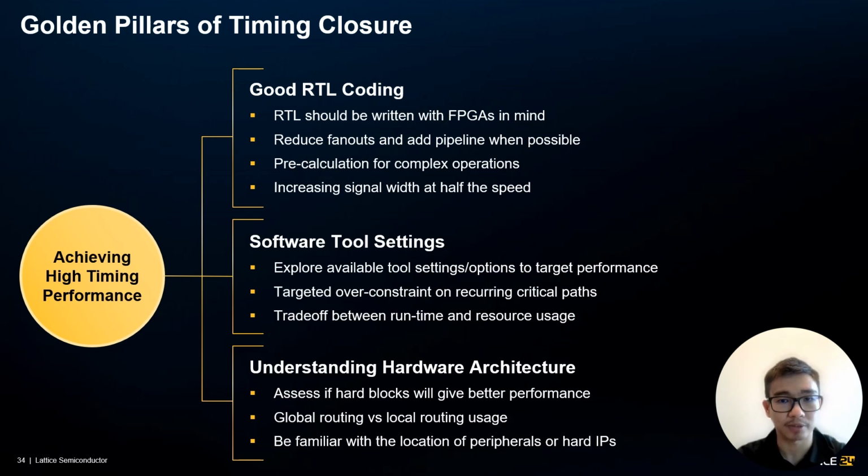Next, let's look at the software tool settings. In many cases, the settings provided by the tool could be used to target performance. Play around with different settings and see which works best for your design. Take note that there is a trade-off between performance and runtime and resource usage. Users can also perform targeted overconstraint on recurring critical paths so that the tool could prioritize this path.